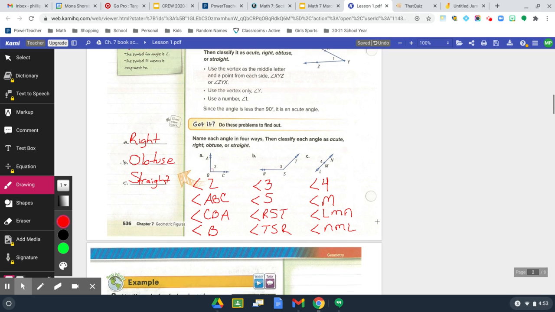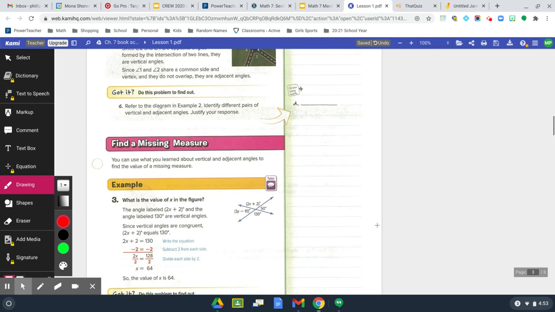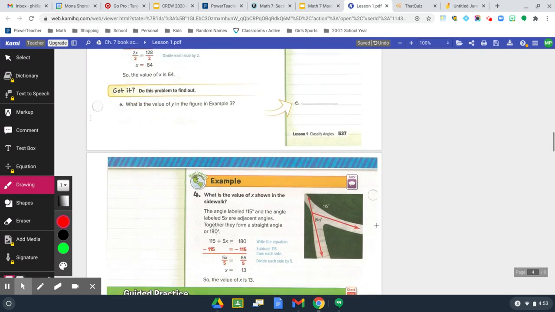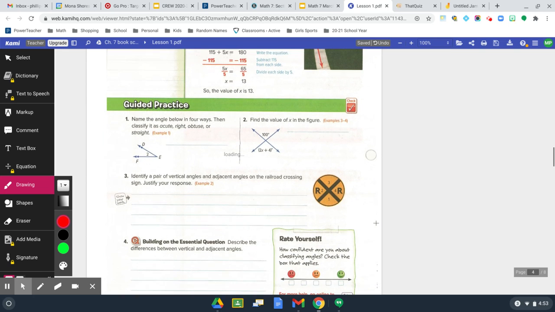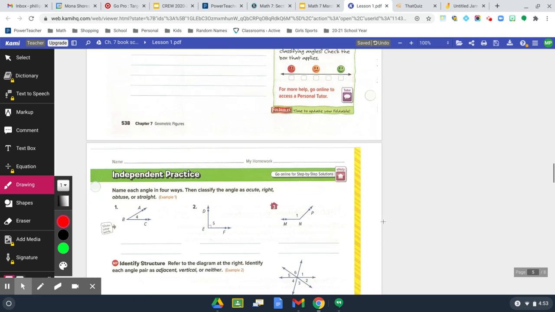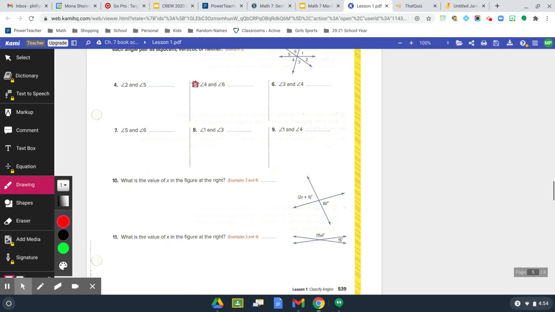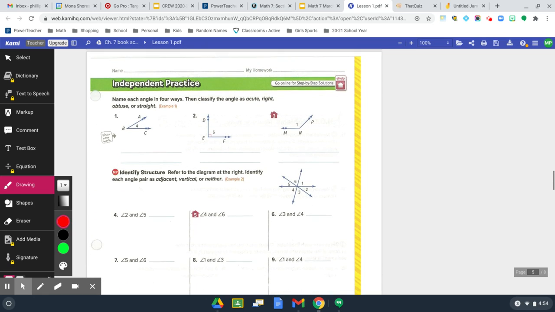Okay, so I'm going to have you try some. So we're going to go now to the guided practice. No, actually, let's keep going. Go to the independent practice. So independent practice is going to be on page 539. Just double checking. Yep, 539.